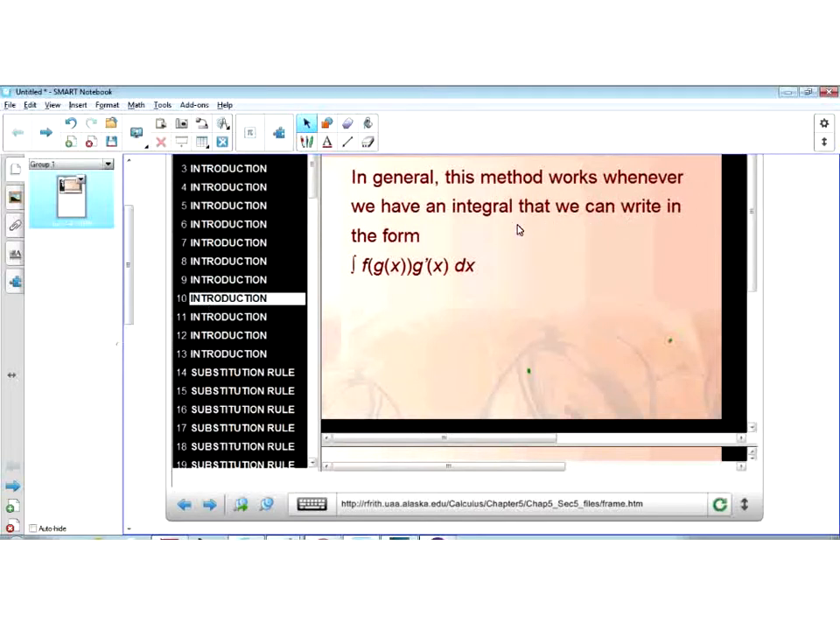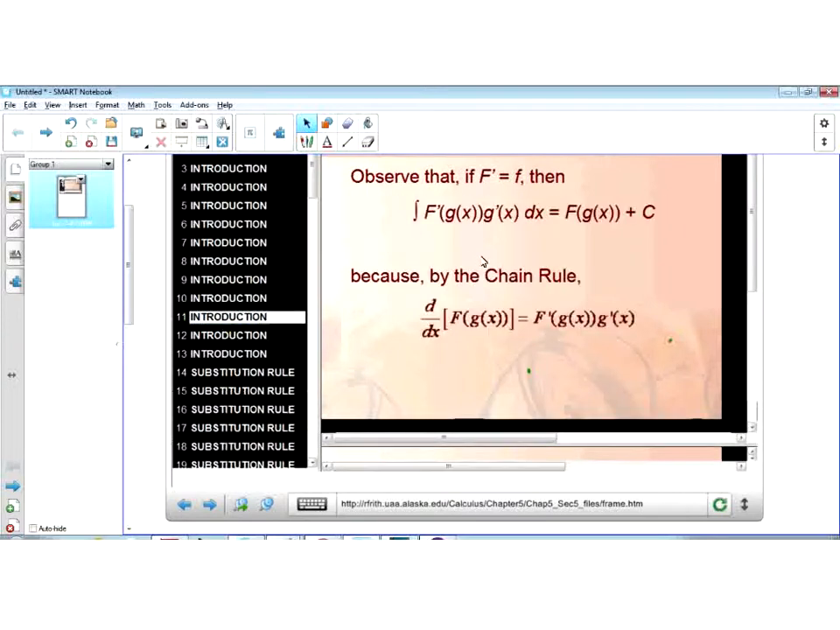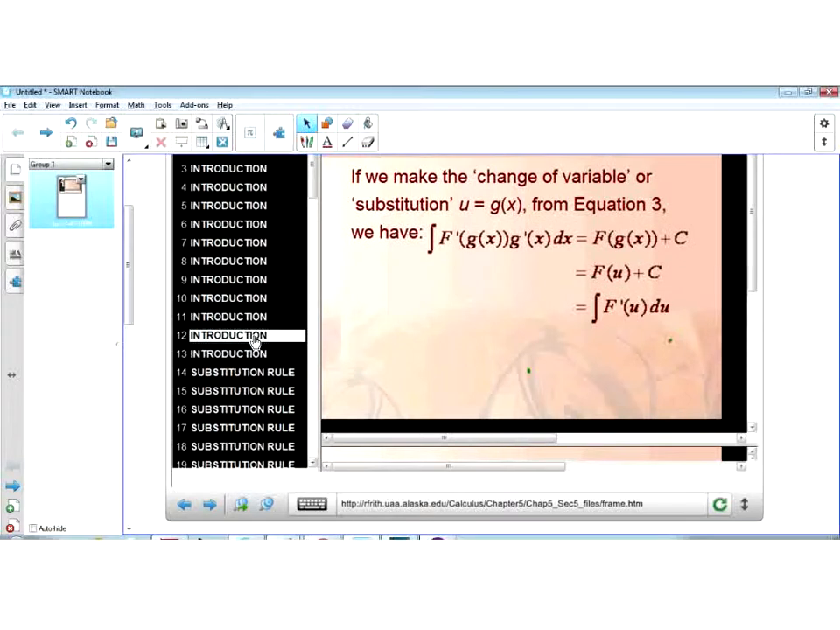So in general, this method works whenever we have an integral that we can write in the form f composed with g times g prime of x. All right. So it basically has to take the form of a composition. And so here it is, because we're basically using the chain rule in reverse. Okay, so this is best done with examples.